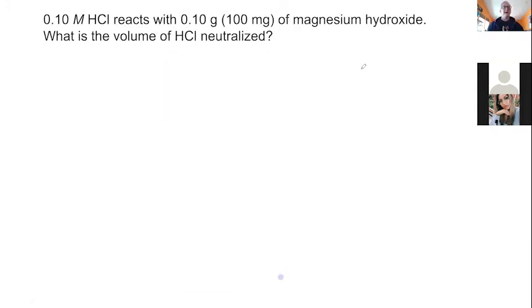So here we go. We've got 1/10 molar HCl. We want to know what volume of that is going to be neutralized by 100 milligrams of magnesium hydroxide. So what's the very first thing we have to do to solve this problem? I've got 0.1 grams of magnesium hydroxide. This is basically the only information I have. So what do I do with that information?